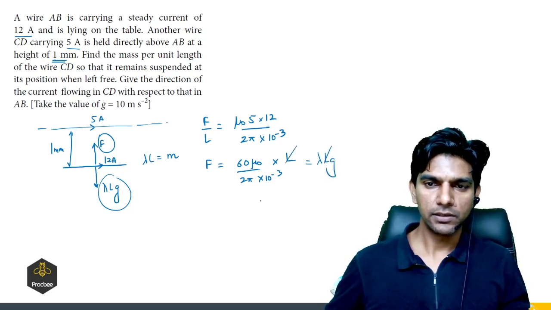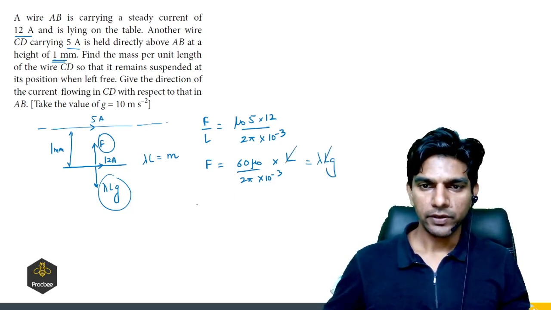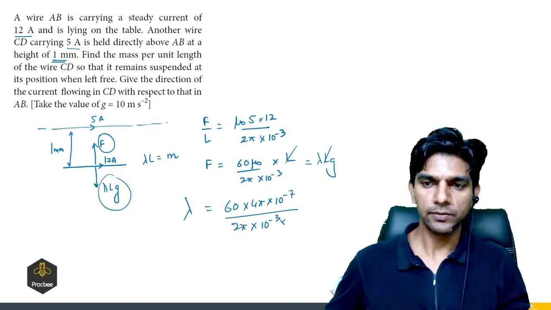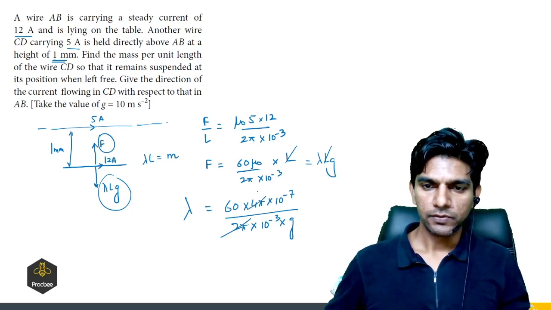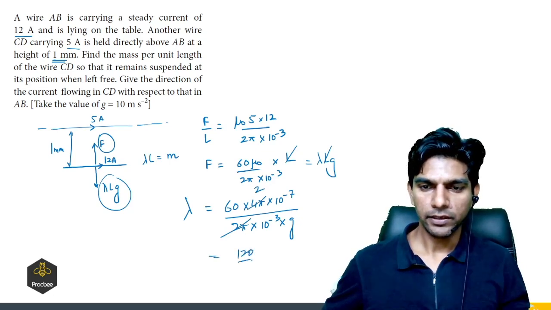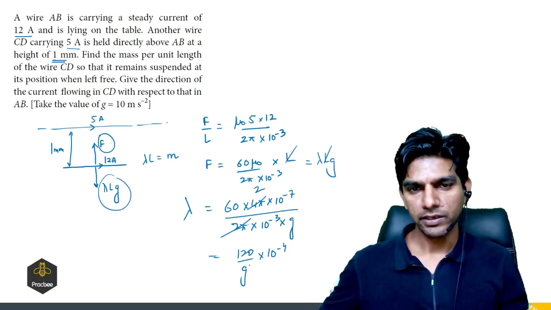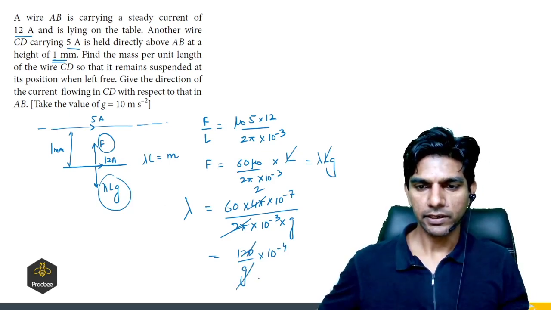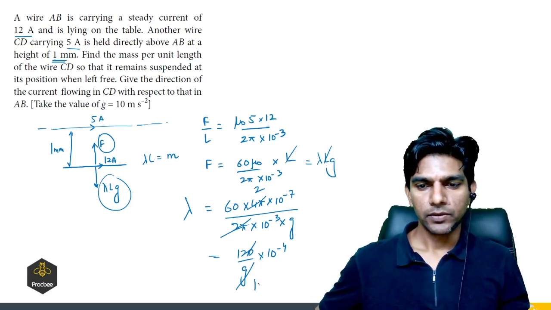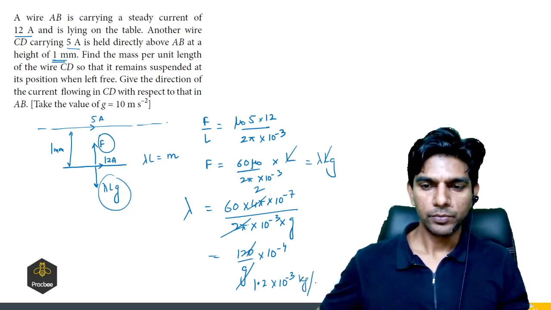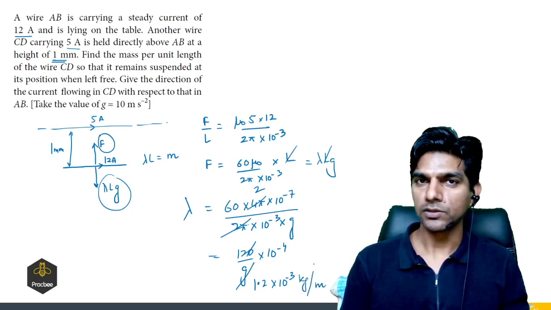So L will get cancelled out, and we have to find lambda. So it will be 60 into 4 pi times 10 raised to power minus 7 divided by 2 pi into 10 raised to power minus 3 times G. So this will give us 2. So we have 120 by G into 10 raised to power minus 4. Now if I take G as 10, it is already given in the question, you have to take it as 10. So this will get cancelled out. So it will be 1.2 into 10 raised to power minus 3 kilogram per meter. So that is the answer of this question.